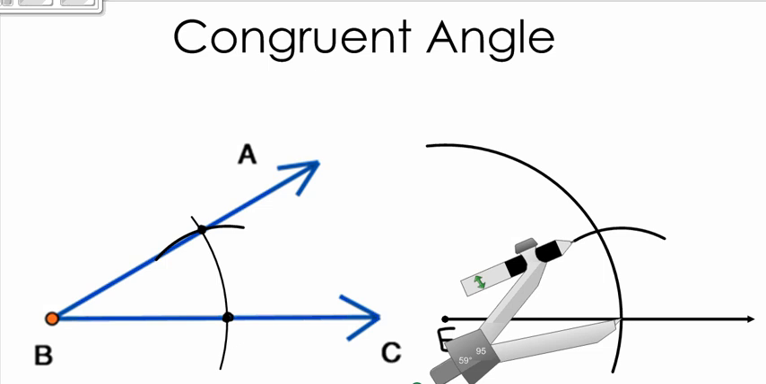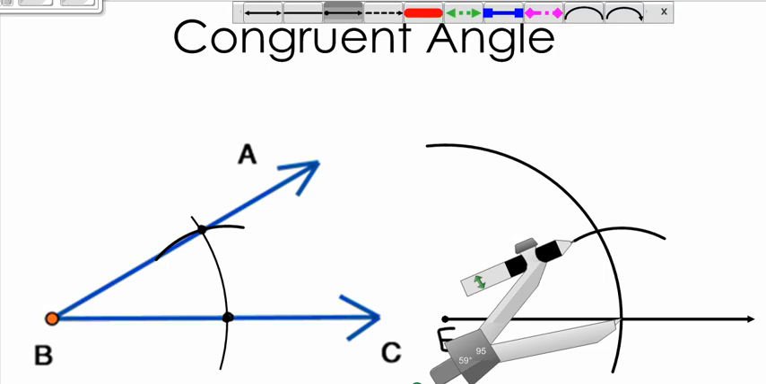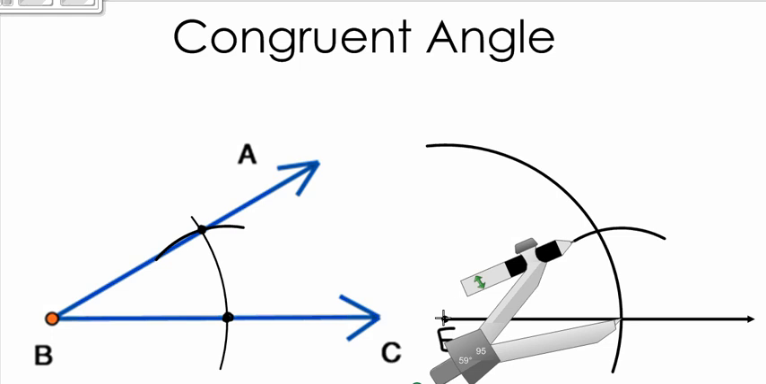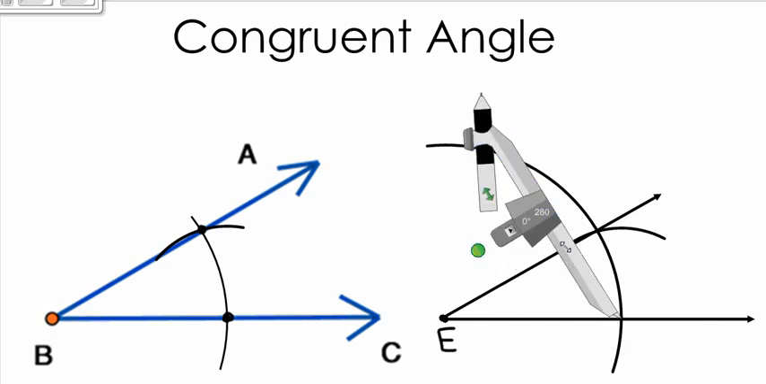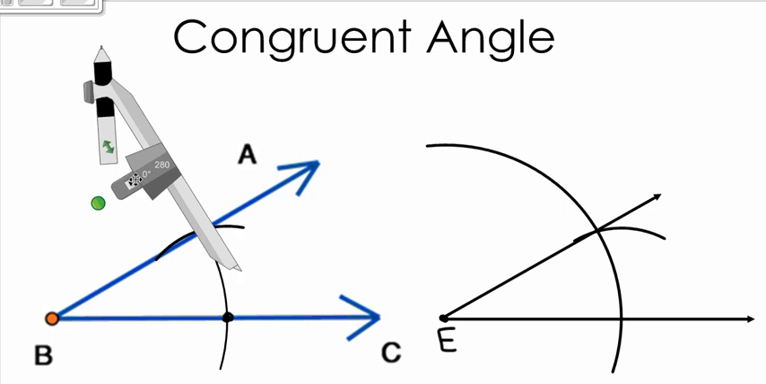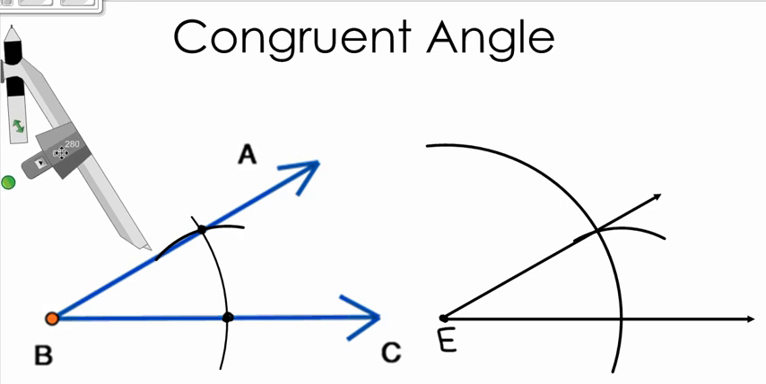Then with my ray tool, or for you a ruler and a pencil, I'm going to connect E to the intersection that I created. And now I have created a congruent angle. Okay, it's just a few marks. Again, most times they don't ask you to fully construct them. They ask you to just identify them. So understanding the markings is what we're looking for.